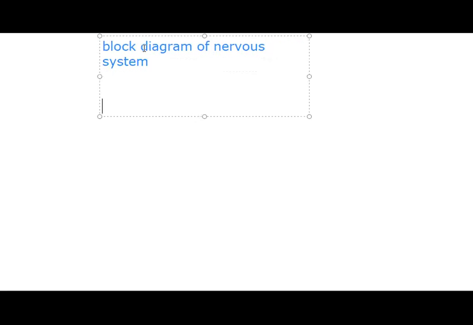So the heading of the topic I am giving is block diagram of nervous system. Now in the block diagram, what is the first part? The first part is the stimulus. The stimulus is the thing that increases your quest for knowledge. Then we have the stimulus, then you have receptors.